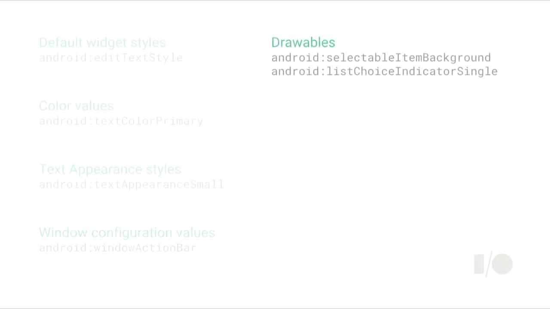Then we have some drawables. Wouldn't it be nice if we provided some sort of off-the-shelf handy drawables to use? And we do. The most important, I think, is selectable item background. That will give you a really nice drawable to use as a background for a view, like a clickable view, and it will give you a highlight. So on Material and above, it will give you a ripple. Before that, it's kind of like a state list.